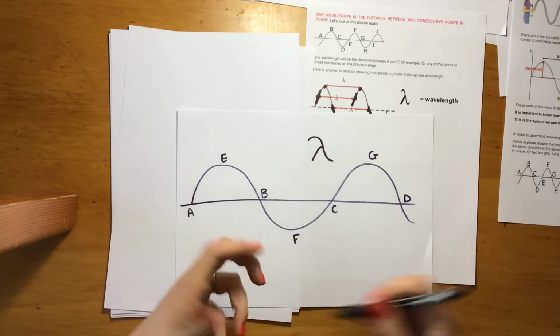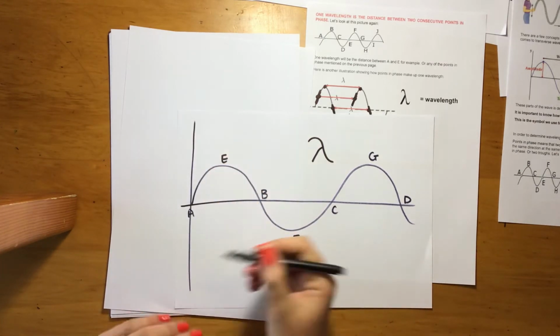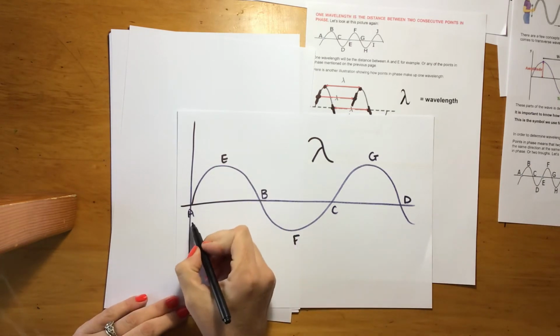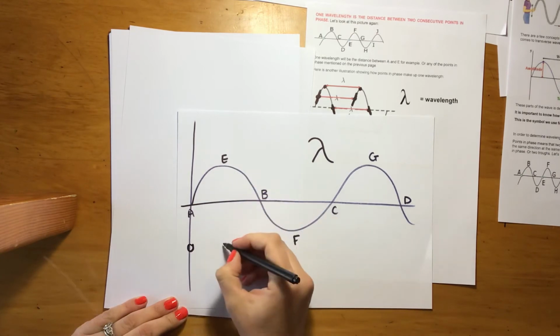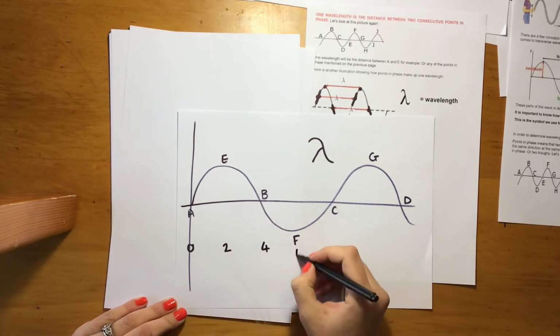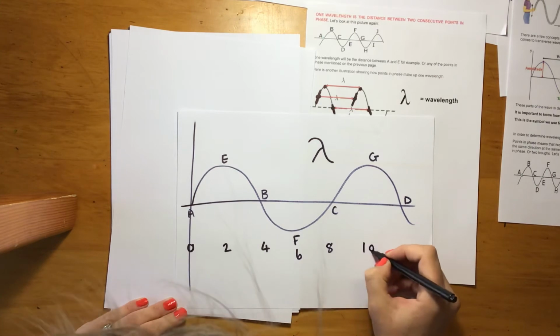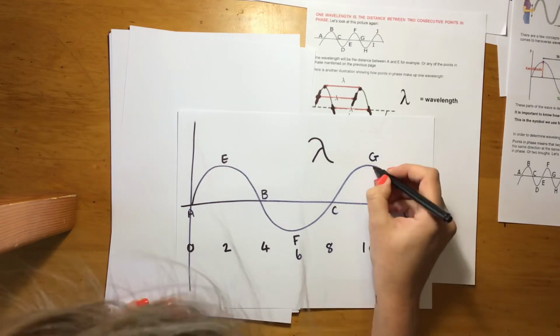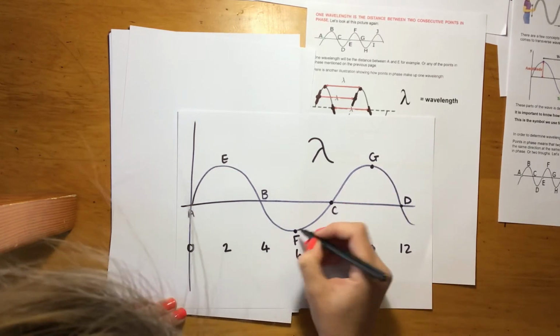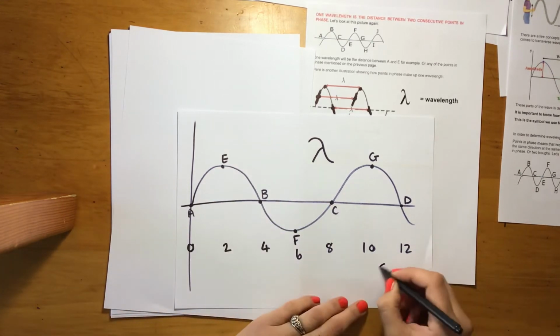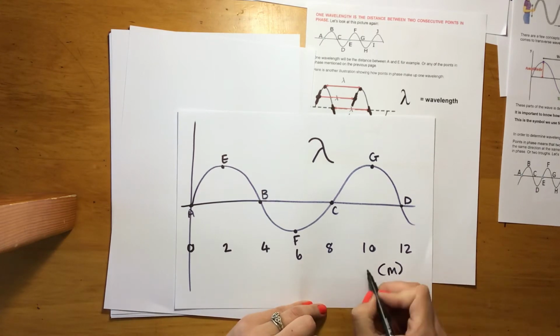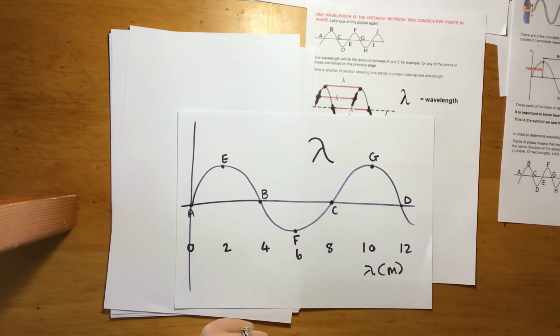If I ask you here, let's say we draw a graph here, and we say this is 0. I'm going to fill it in here. You know it should be on the x-axis: 0, 2, 4, 6, 12. And I just give you this wave. And I ask you, and let's say this is in meters, the distance or the wavelength. I ask you, how long is one wavelength for this specific wave?